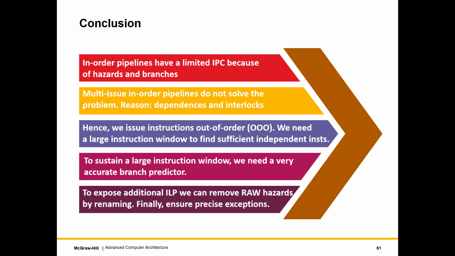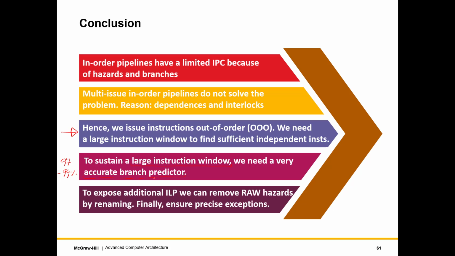What we instead need to do is change our thinking and go for out of order processors. Alright. So in out of order processors, we need a large instruction window to find a sufficient number of independent instructions. To sustain the large instruction window, we would need a very accurate branch predictor, right? So we have looked at some accuracy numbers, but something like 97 to 99% is the minimum that we need, right? More, not less.